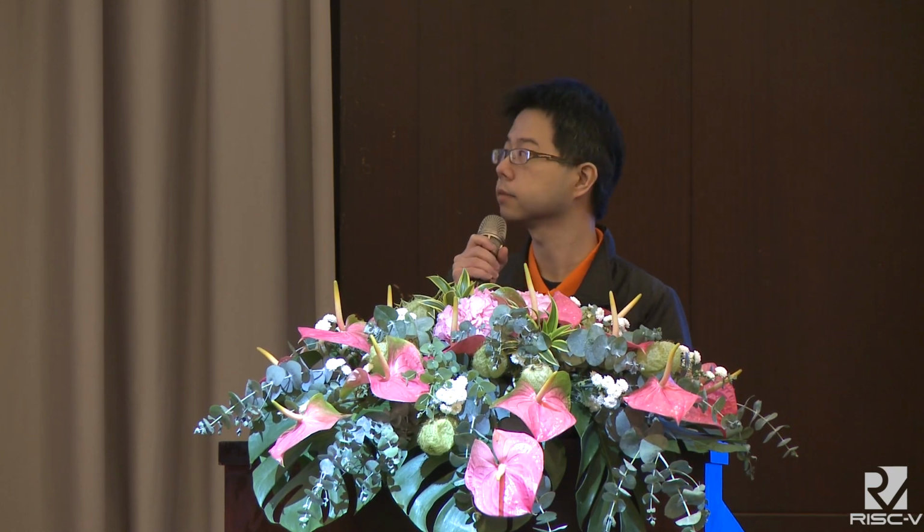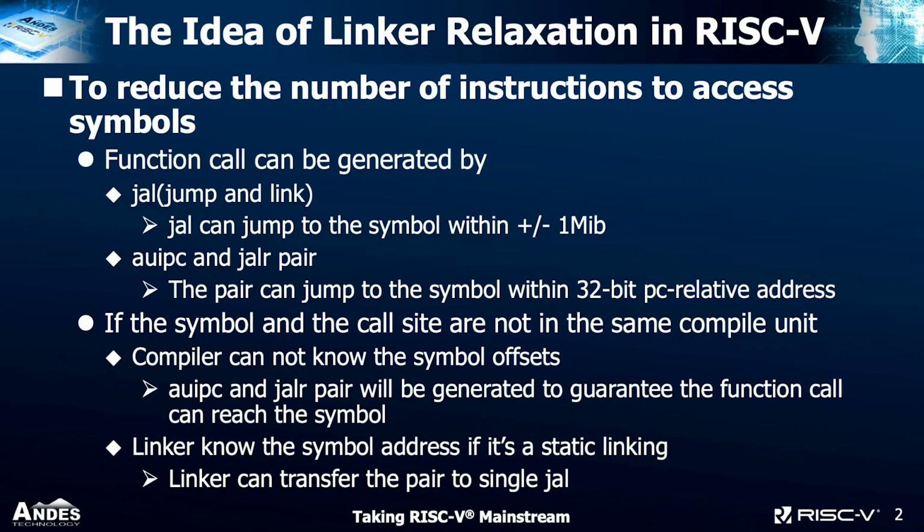Today, my colleague Shankar and I will talk about compiler support for linker relaxation in RISC-V and the issues we encountered when implementing relaxation in LLVM. The idea of linker relaxation in RISC-V is to reduce the number of instructions to access a symbol. For example, a function call can be generated by a single jump and link instruction, which has a signed 20-bit offset with PC-relative addressing mode. So you can jump to a symbol within positive or negative 1 MB.